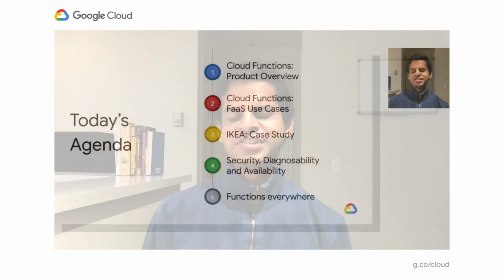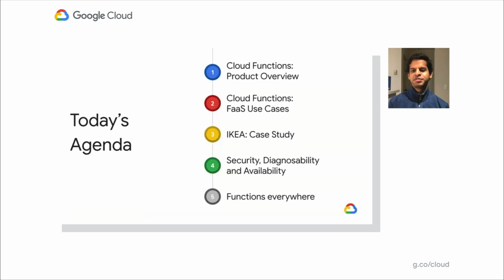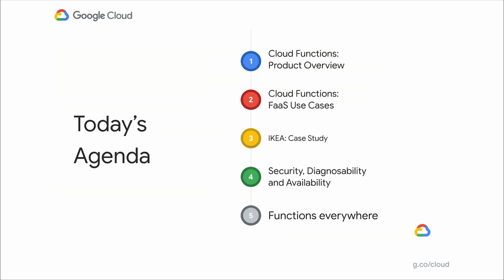So here's today's agenda. First, we'll give you an overview of the product Cloud Functions. Then we'll walk you through key function as a service use cases. Then we'll follow up with an interesting case study from IKEA and their digital transformation with serverless. After that, we'll walk you through key security capabilities and diagnosability and availability capabilities in serverless at Google Cloud, and then walk you through our functions everywhere vision. So let's get started.